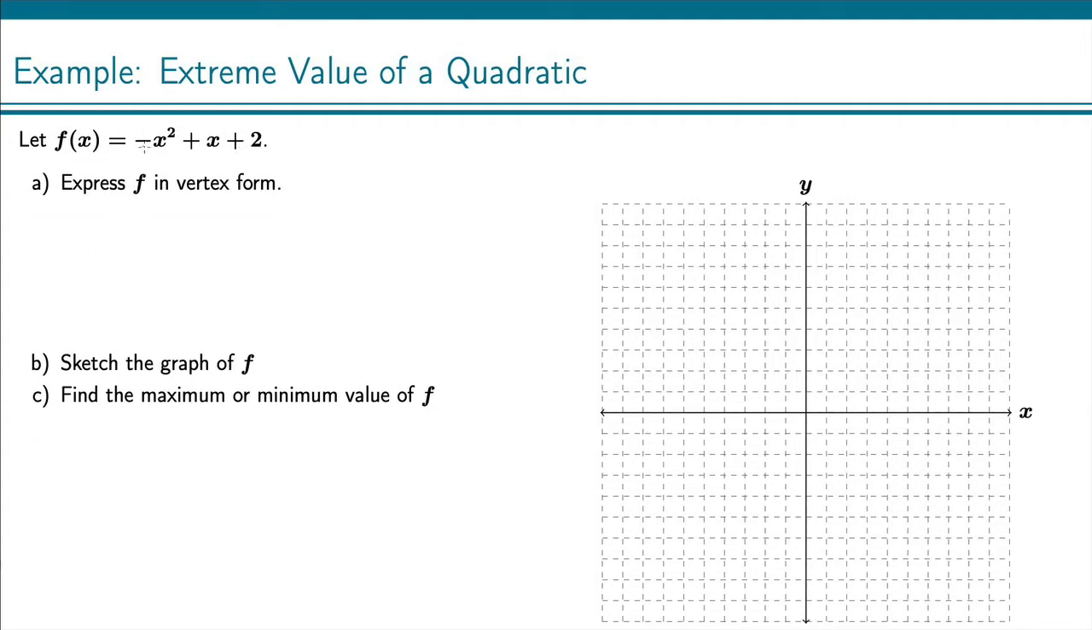The first thing we're going to do is just factor the leading coefficient, which in this case is just a -1, out of the two x terms. So we have a negative and then our x squared minus x. And then we can complete the square.